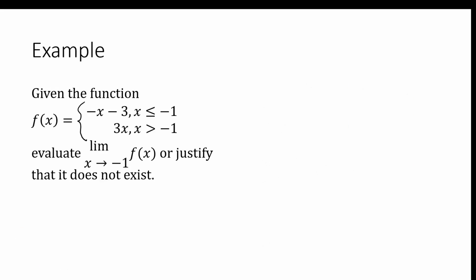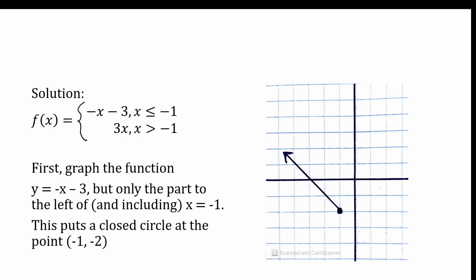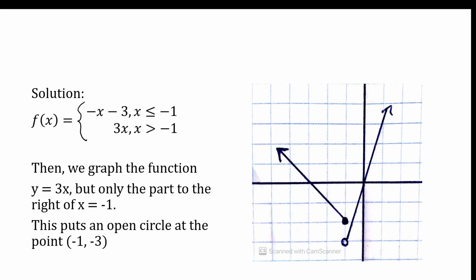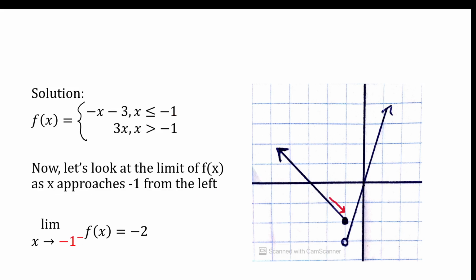Strange indeed. Now, what if we have the piecewise function shown here? Okay, well, first we'll graph the function y equals -x minus 3, but only the part to the left of and including -1. And then we will graph the function y equals 3x, but only the part to the right of -1. And we have the function as shown there. Now, as x is approaching -1 from the left, our y value gets infinitely close to -2. So we can make the one-sided limit statement shown on your screen.